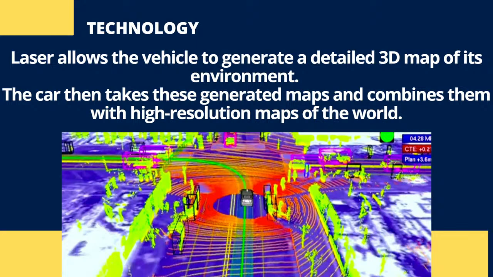The laser allows the vehicle to generate a detailed 3D map of its environment. It is a live, real-time 3D map. That means any objects like humans, animals, other inanimate objects or vehicles can be easily detected using the laser finding technology. The car then takes these generated maps and combines them with high resolution maps of the world. This can be combined with a real high definition map created from satellites or Google Maps, and that can be combined with this real-time data to make a high resolution map of the world.